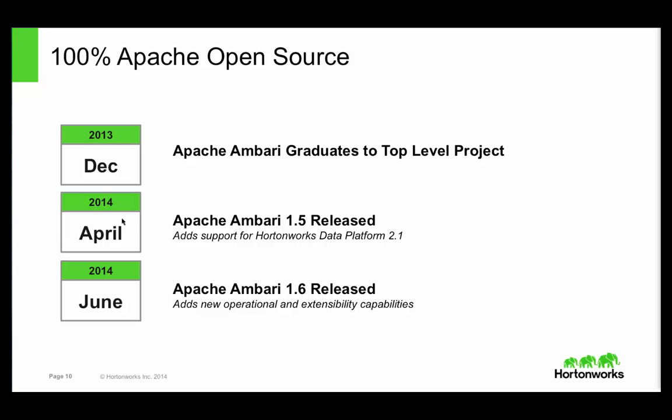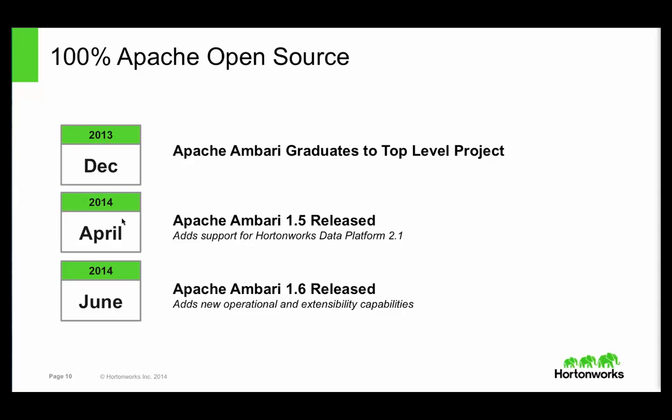A brief history of the project. So it is 100% Apache open source. And so over the past year, the community has really grown at a rapid pace. So with new contributors and committers, it has really helped advance the project greatly. And at the end of last year, Ambari graduated to become a top-level project in Apache.